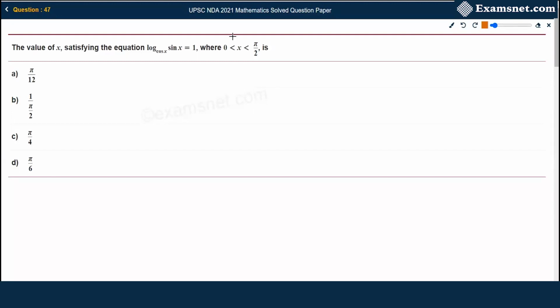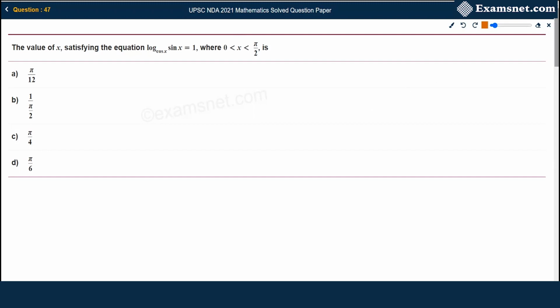It is given in question number 47, the value of x satisfying the equation log of sin x to the base cos x equals 1, where x lies between 0 and pi by 2. Okay, so we are required to find the value of x, right?